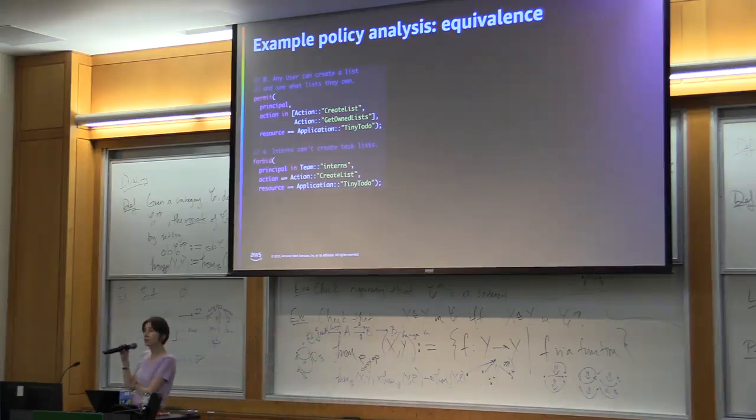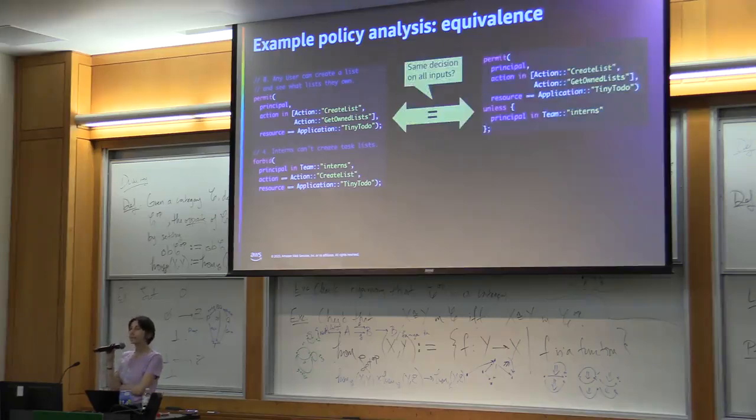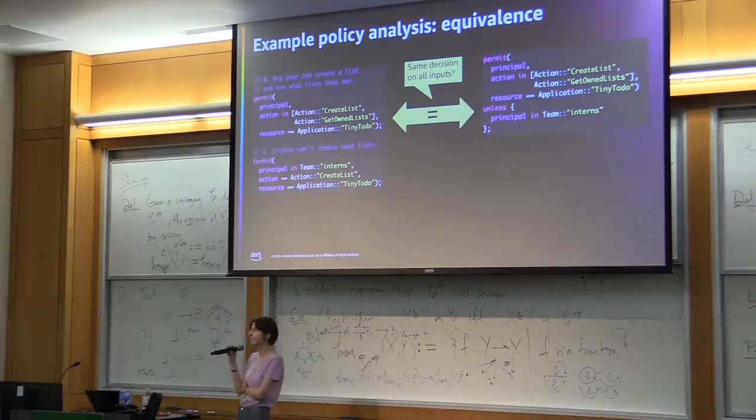Now imagine that you wanted to rewrite this policy set to not use that forbid. And you want to make it a bit shorter, a bit nicer to look at. Forbids are perhaps hard to reason about. You want to replace it with a single policy. Here is a policy that is supposed to do that. So I'm going to let you all stare at it for a little bit, and you can tell me whether these two policy sets are actually equivalent. Yes? They are not, because the first one forbids interns from getting their own lists.